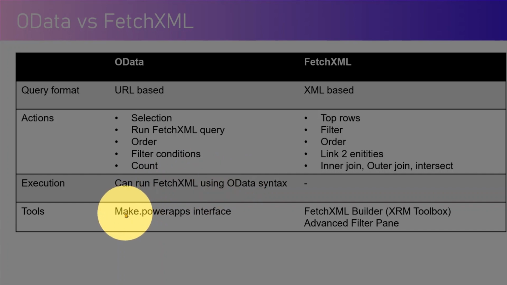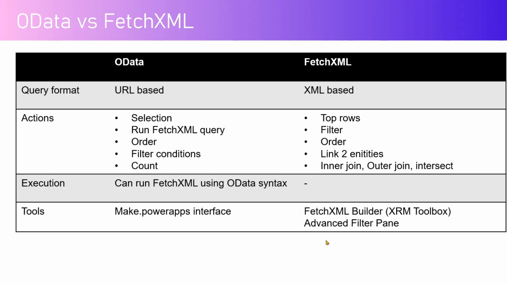From a tools perspective, you can do that using the make.powerapps interface. This is just one example. I'm linking Power Apps with OData here, but there are other tools you can use, like Postman or other curl-based interfaces, through which you can execute that OData query. For FetchXML, you have the FetchXML Builder tool, which is part of XrmToolBox. You can also use the advanced filter pane and extract the FetchXML using the Power Apps interface.